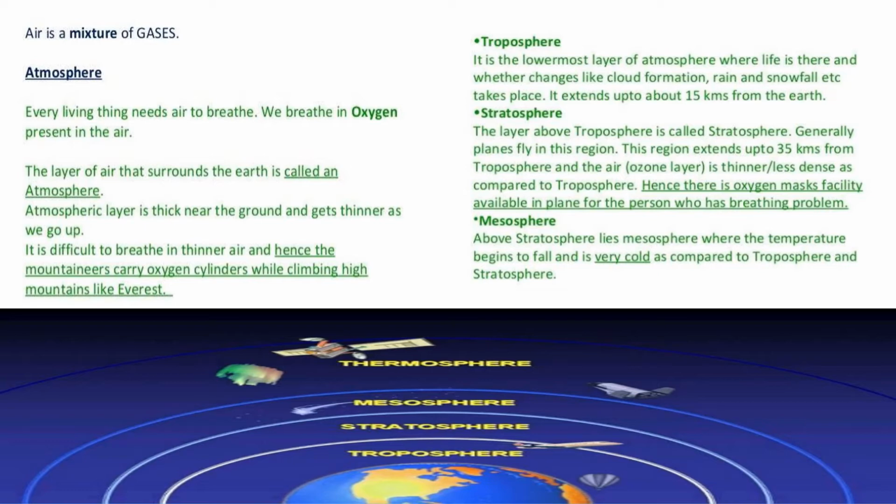Troposphere. It is the lowermost layer of the atmosphere where life exists and weather changes like cloud formation, rain and snowfall, etc. take place. It extends up to 15 km from the earth. Stratosphere is the layer above the troposphere. Generally, planes fly in this region. This region extends up to 35 kilometers from the troposphere, and the air is thinner and less dense as compared to the troposphere. Hence, there is an oxygen mask facility available in planes for a person who has breathing problems. Mesosphere. Above the stratosphere lies the mesosphere, where the temperature begins to fall and is very cold as compared to the troposphere and stratosphere.